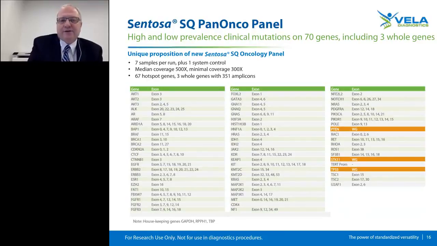The next panel is our Sentosa SQ Pan Onco panel, and this panel contains high and low prevalence clinical mutations on 70 genes, including 3 whole genes. Okay, so this panel was designed with the aim of looking for high and low prevalence clinical mutations. Unlike the other panels, which are designed more for known clinical mutations with high prevalence, this panel covers both low and high prevalence mutations. You'll notice on this panel, the median coverage is 500x with a minimal coverage of about 300x, covering 67 hotspot genes, 3 whole genes, and 351 amplicons, utilizing 7 samples per run plus 1 system control.